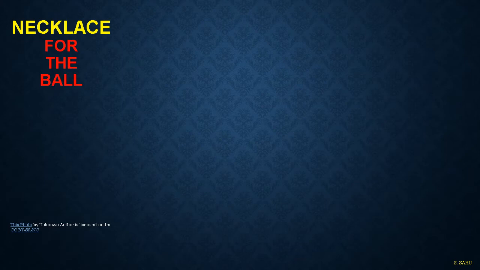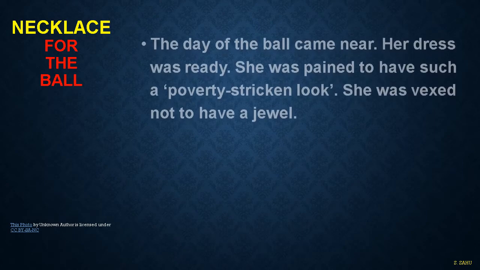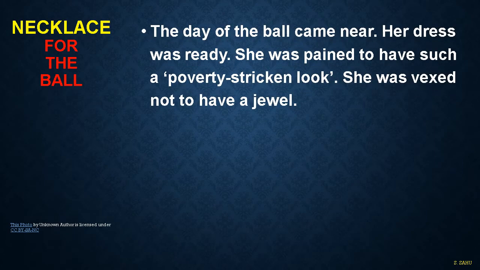Now the first problem had been solved, that is, a good party wear dress had been purchased for the ball. The next problem was the necklace, because after purchasing a good dress, obviously Matilda would be looking for a good, costly, expensive necklace. So the day of the ball came near, her dress was ready, but still she was upset to have such a poverty-stricken look. Poverty-stricken look means the look which seems that that particular person is not having a wealthy status.